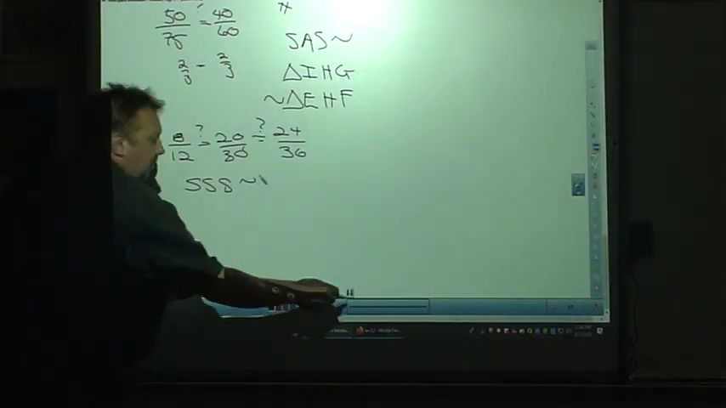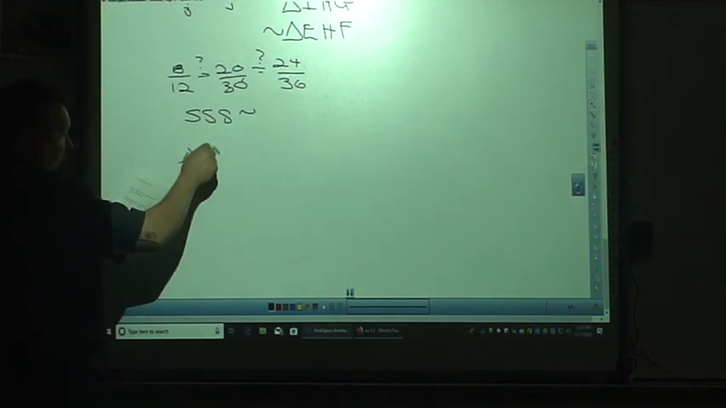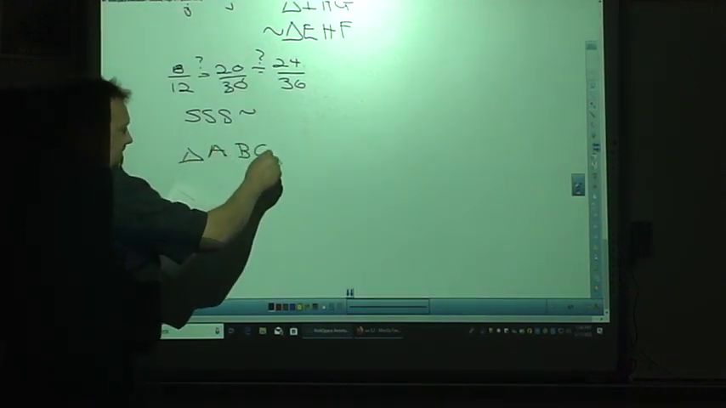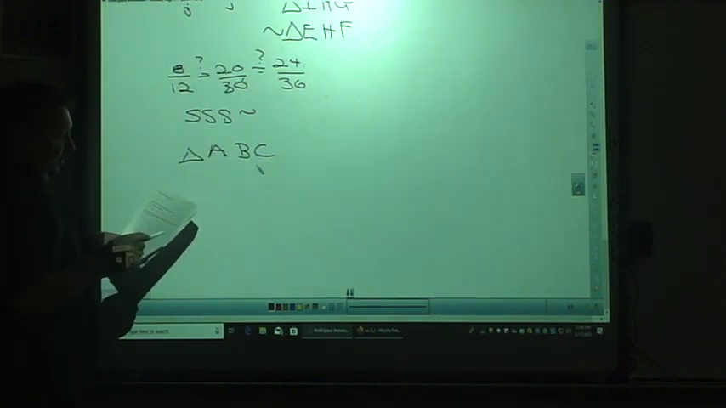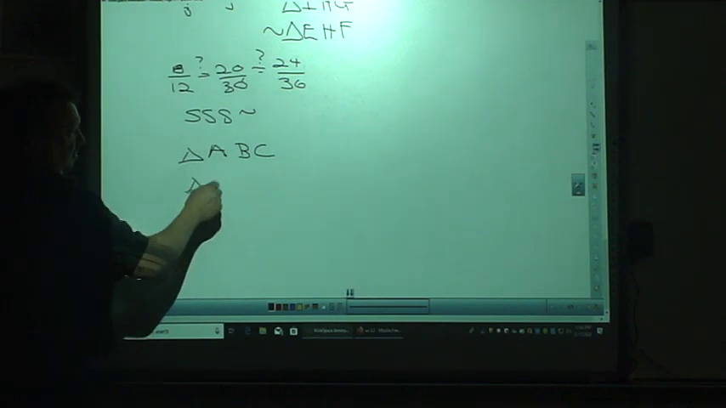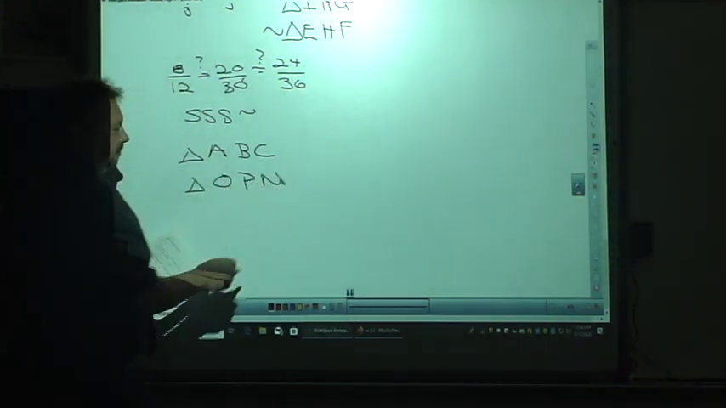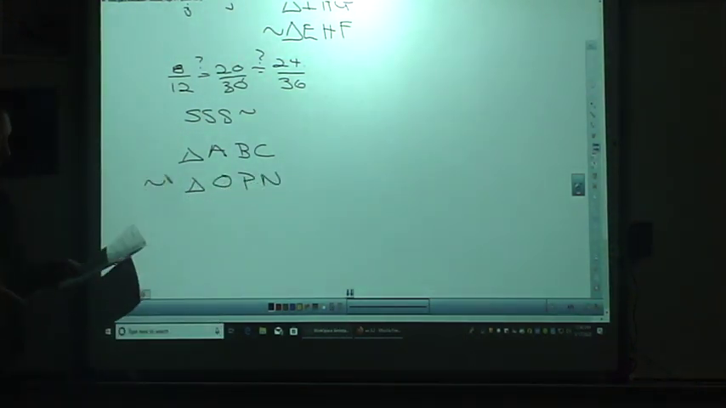And then we need to be careful about how we write our similarity statement. So we're going to start with, let's say, A to B to C. A to B is the largest side, and it goes to the smallest side, so we would be O to P to N. So it's either going to be angle, angle, angle, angle side, angle side, or side, side, side.